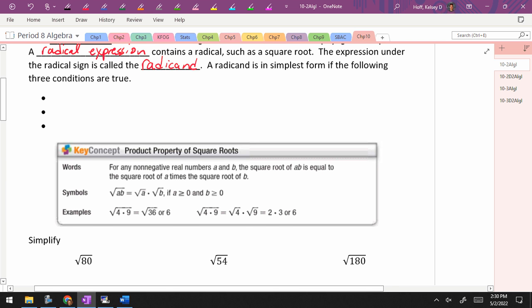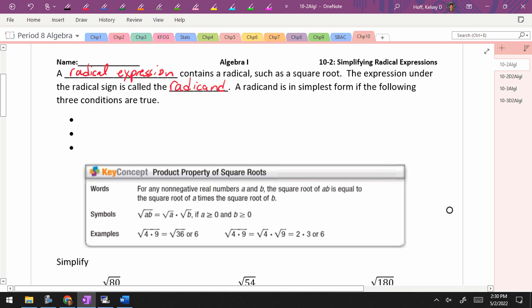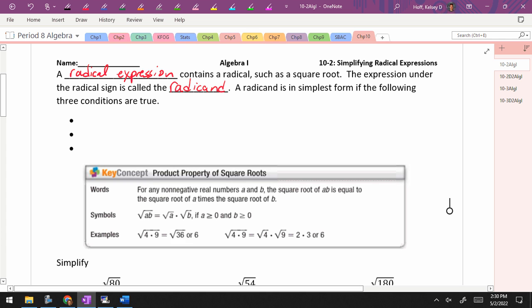So we talked about the discriminant, that piece in the quadratic formula that's underneath. That's exactly what a discriminant is, a radicand. It's underneath that radical. So our whole goal today is to simplify radical expressions. A radicand, or what's underneath there, is in simplest form if the following three conditions are true.